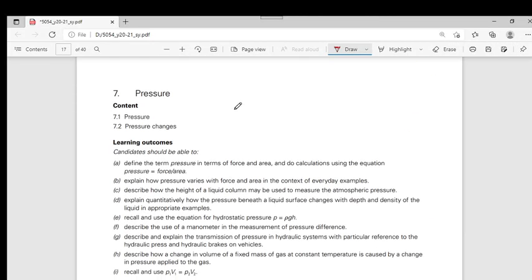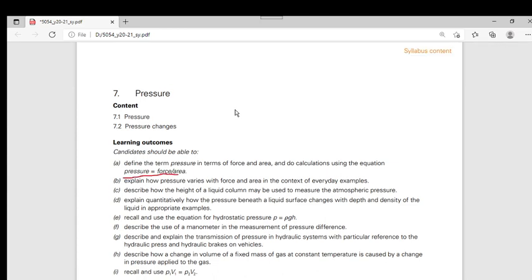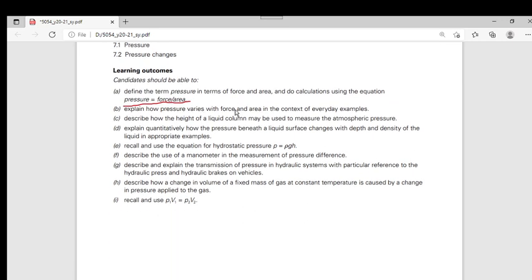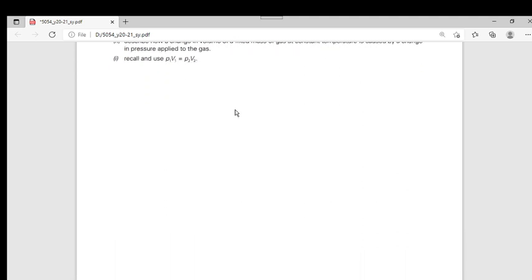Now the definition related with the pressure. So here is the definition of the pressure. The force acting per unit area is called as the pressure. Then the next one definition in the pressure is, okay, there is only one definition related with this topic. The pressure is the force acting per unit area.